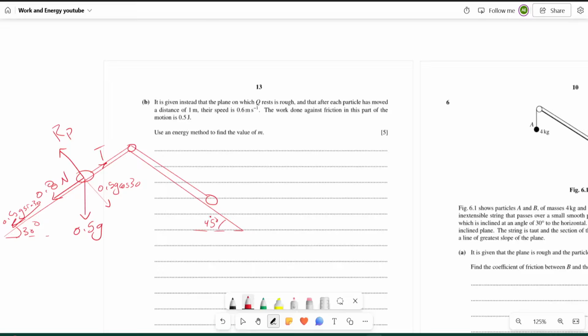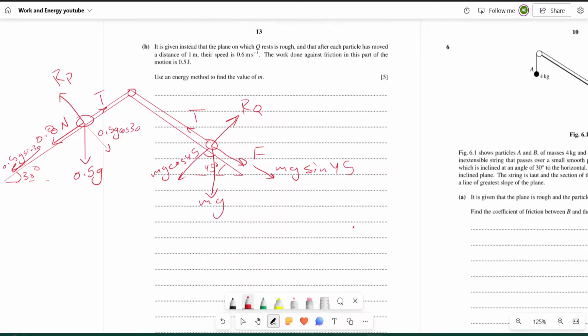Okay? For Q, things will change a little bit. We're going to have the mass down. Now I don't know what the mass is. I'm going to have the tension force up, the reaction force for Q, and some friction force. Now I can resolve this as mg. This is 45, so mg cosine 45 and mg sine 45.